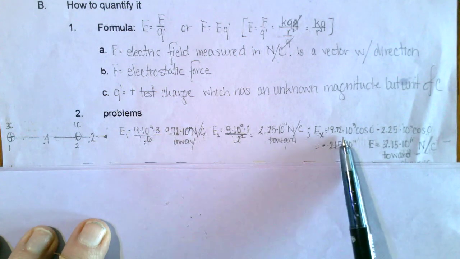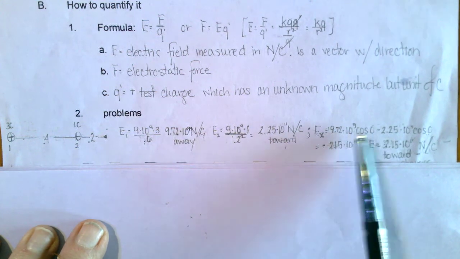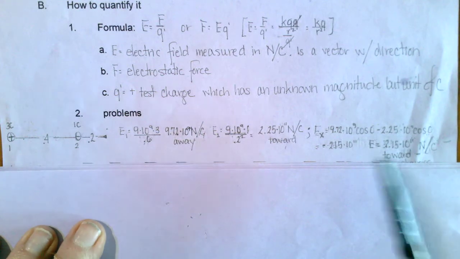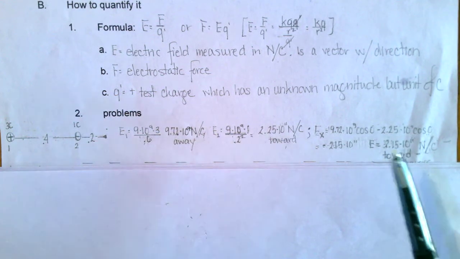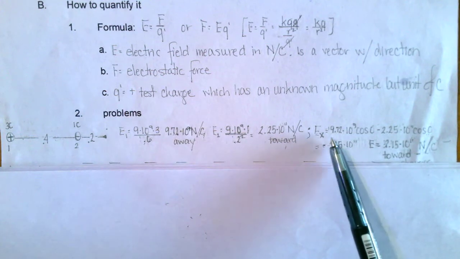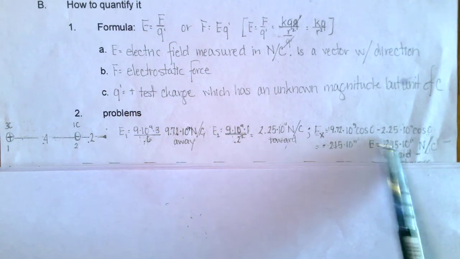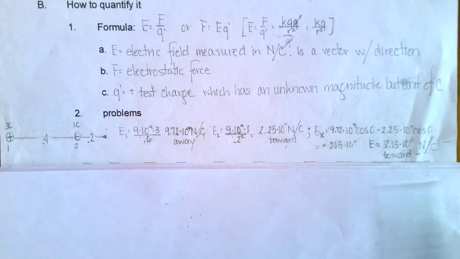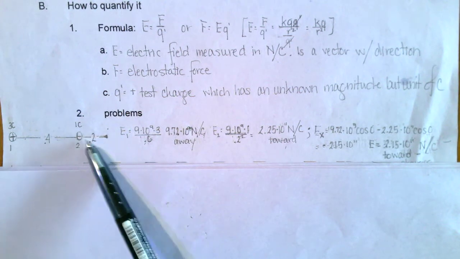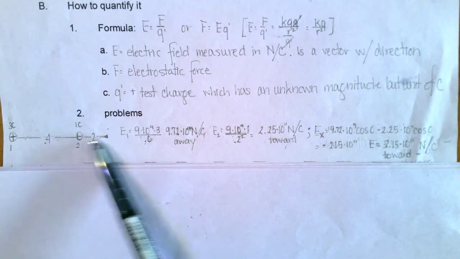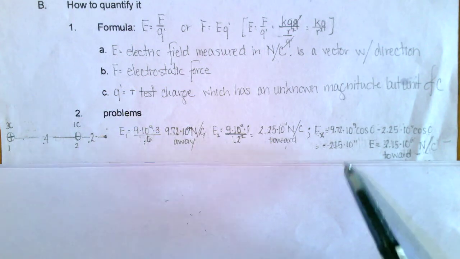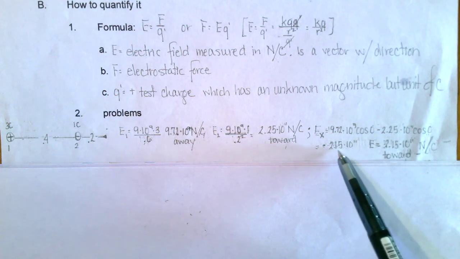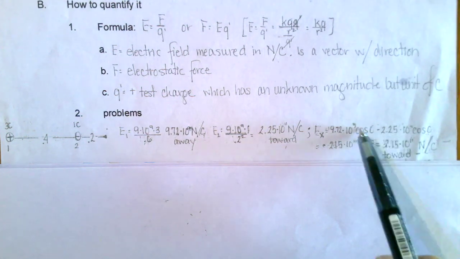And when I set this all up, it's going to be sigma E sub x is just my two fields times cosine theta, but in this case it's all in a straight line, so it's going to be cosine of 0. So it's 9.72 times 10 to the ninth cosine of 0 minus 2.25 times 10 to the 11th cosine of 0. This is negative because my test charge is positive, moving towards the negative, so it's moving in the negative x direction. When I do all the math with this, I find that my x component is negative 2.15 times 10 to the 11th when I combine these two together.